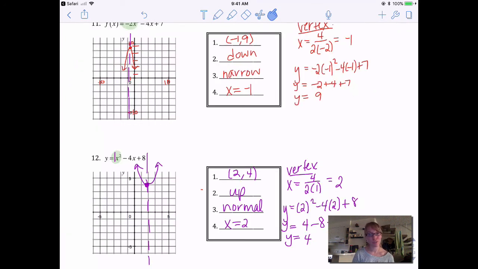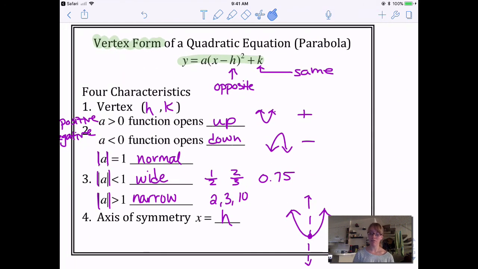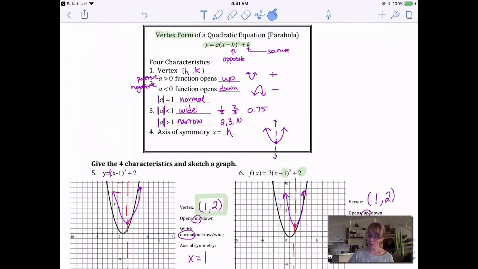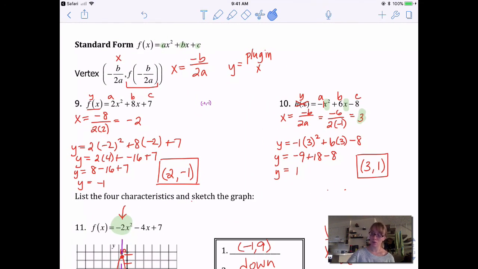You need to know those 4 characteristics. Really what you need to know is how to use this formula in order to find your characteristics and graph, because again, you'll get these characteristics on a test. You would also need to be able to use this formula, x equals opposite of b over 2a, and be able to plug in x for y. So those are the big things to practice when you do your practice problems.